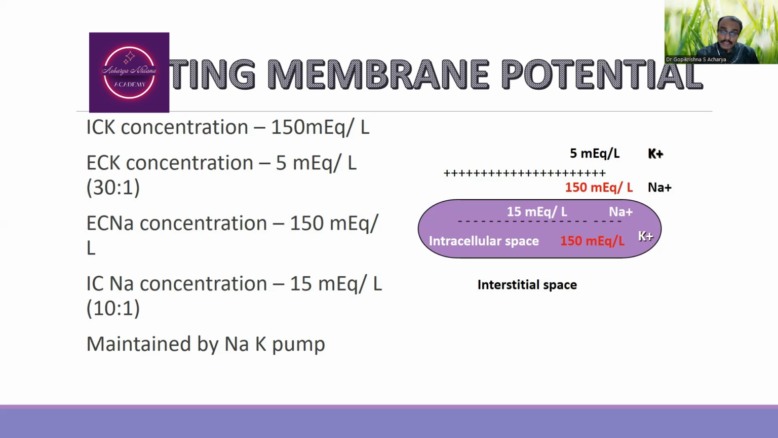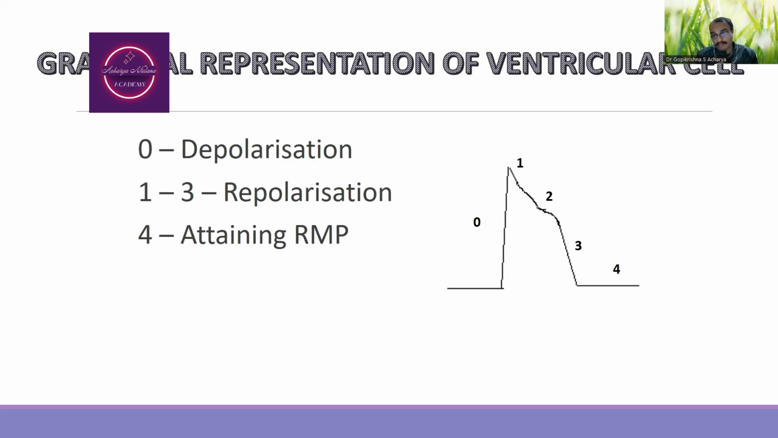So here there is an image of a myocardium. Under resting membrane potential, the larger amount of negatively charged ions are present inside the cell, and positively charged ions are present outside the cell. That means inside the myocardium and outside the myocardium. This is maintained by the sodium potassium pump.